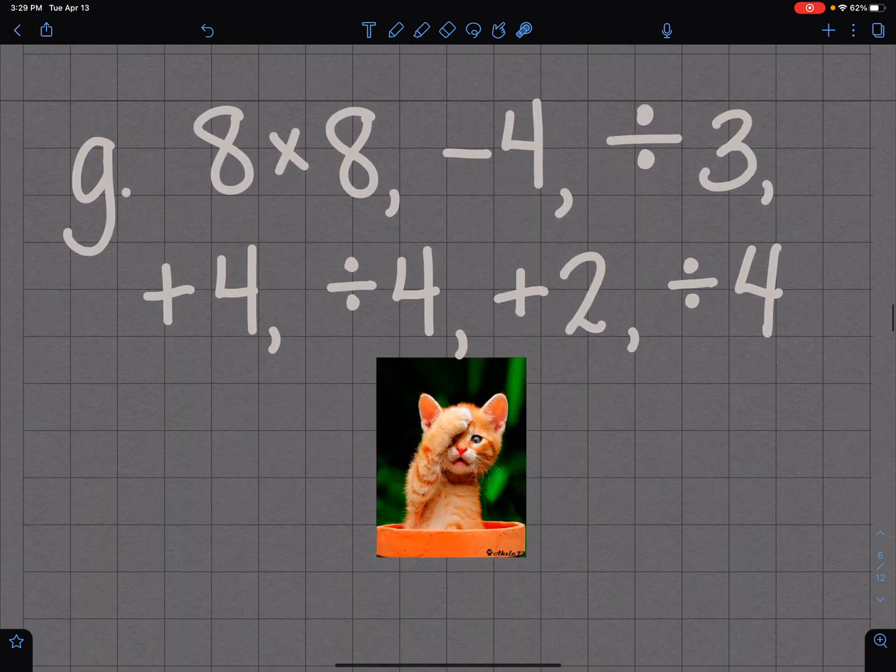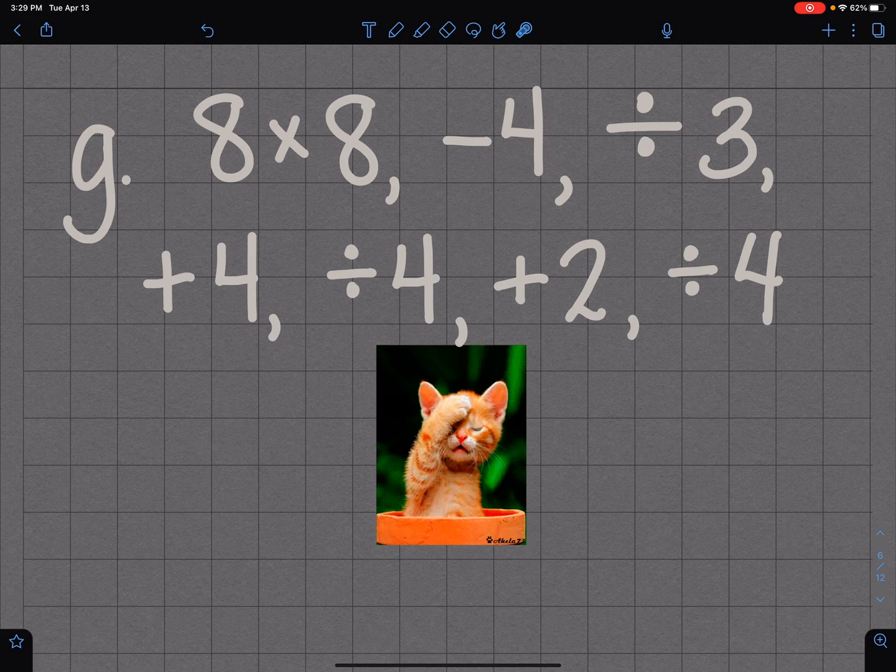Okay. G, this is a long one. You ready? Okay, we're going to start with the number 8 times 8. Now, subtract 4. Divide by 3. Add 4. Divide by 4. Add 2. And divide by 4. What number do you end up with?